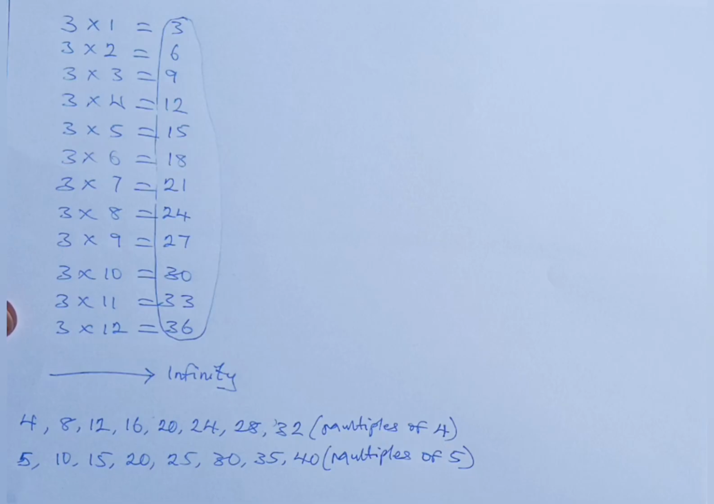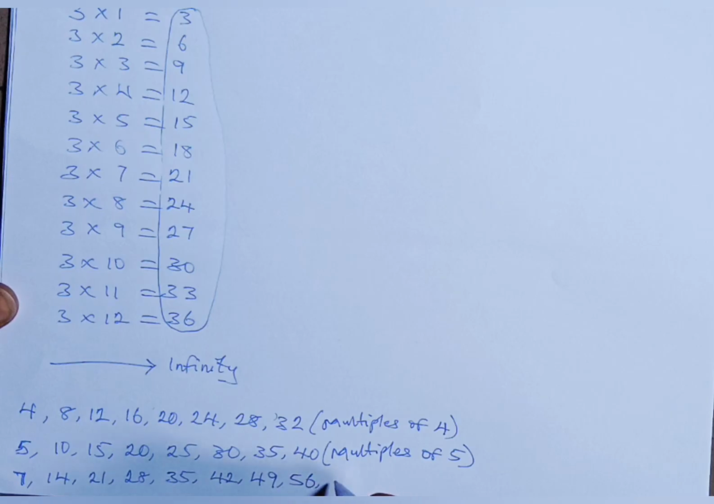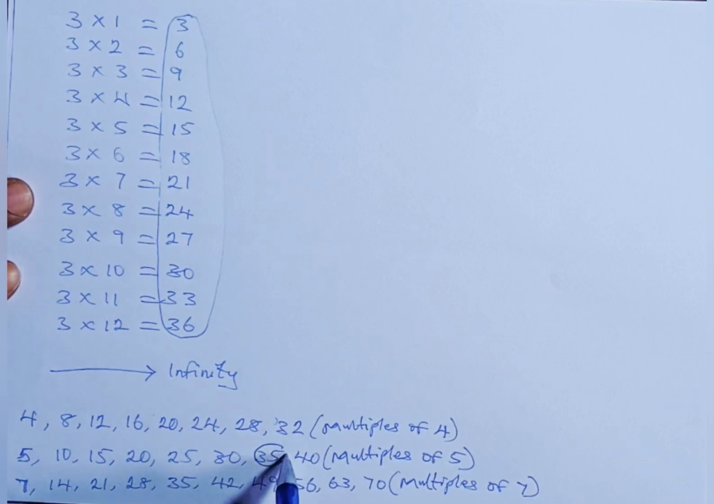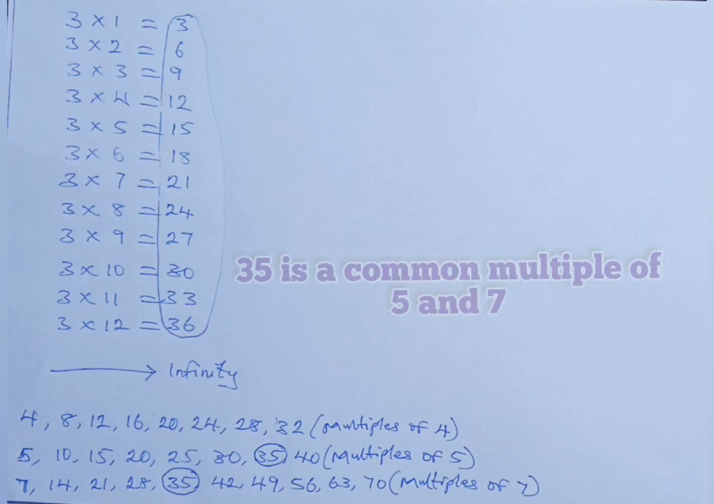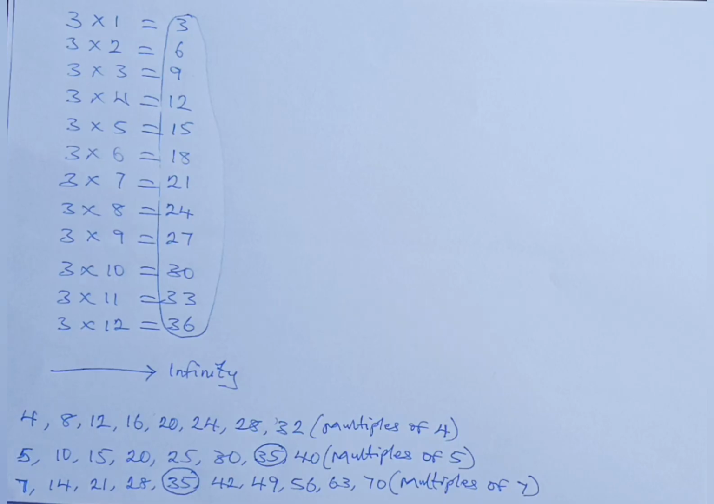Now, multiples of 7. This one is a bit trickier, but still fun. Wow, did you notice that 35 appears as a multiple of 5 and also as a multiple of 7? That's because 35 is a common multiple of 5 and 7. We'll talk about that next.